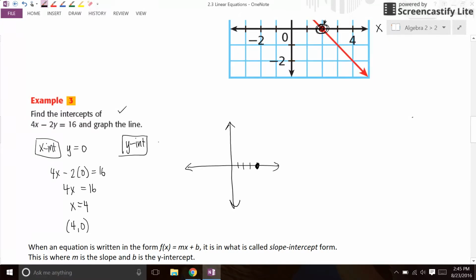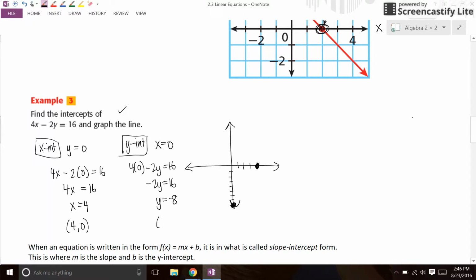You will notice that the x was 0. So plug it in, make the x 0. You'd have 4 times 0, which is nothing, minus 2y equals 16. You would get negative 2y equals 16. You would divide by negative 2 and get y is negative 8. And if I do that, 1, 2, 3, 4, 5, 6, 7, 8, right there.